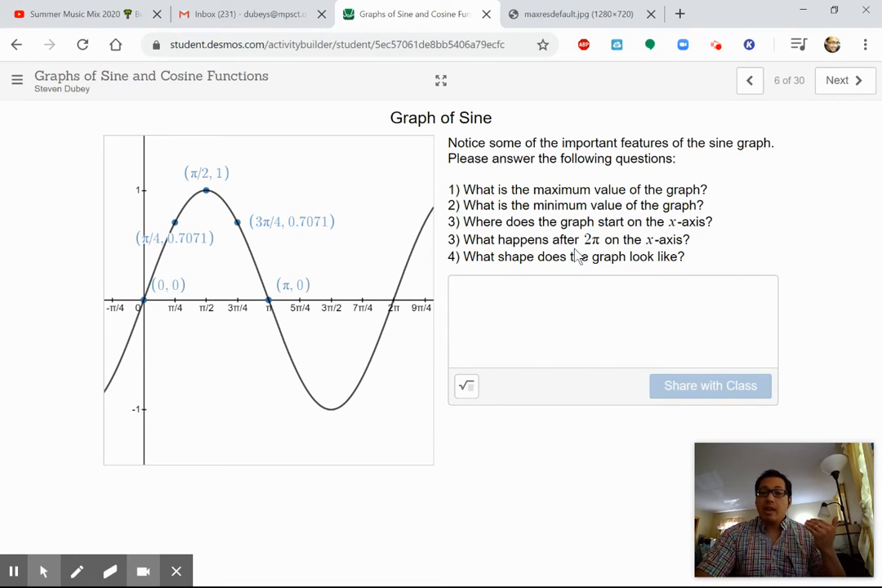What happens after 2 pi on the x-axis? So we can only see a little bit here, but what do you think happens after 2 pi? Like after the edge of this screen here, of this graph. And lastly, what is the shape? What shape does it look like to you? How would you describe its shape?